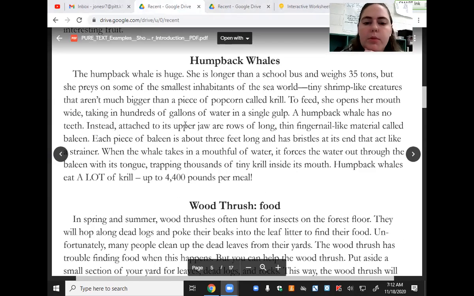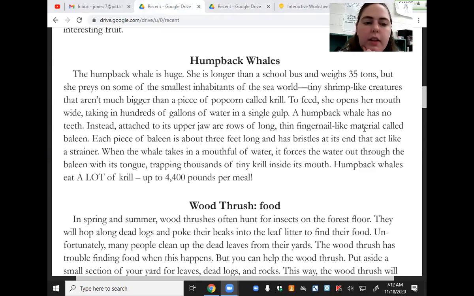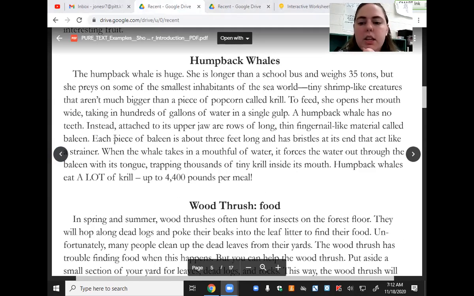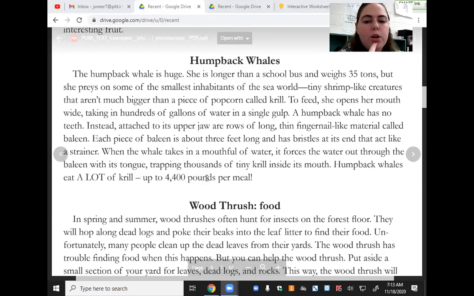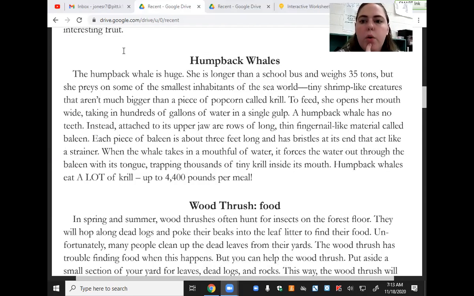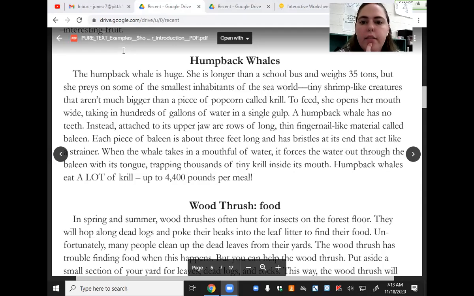Instead, attached to its upper jaw are rows of long, thin, fingernail-like material called baleen. Each piece of baleen is about 3 feet long and has bristles at its end that act like a strainer. When the whale takes in a mouthful of water, it forces the water out through the baleen with its tongue, trapping thousands of tiny krill inside its mouth. Humpback whales can eat a lot of krill, up to 4,400 pounds per meal.